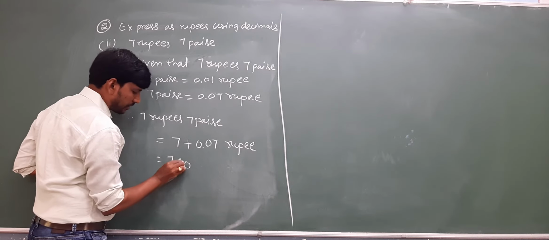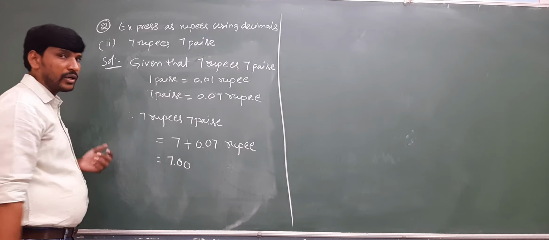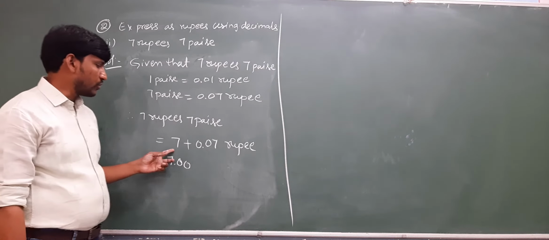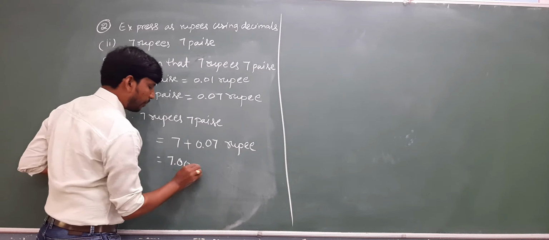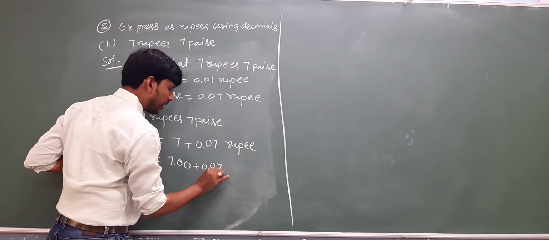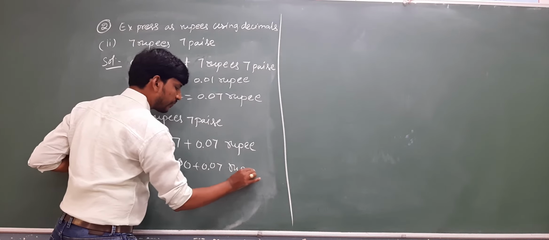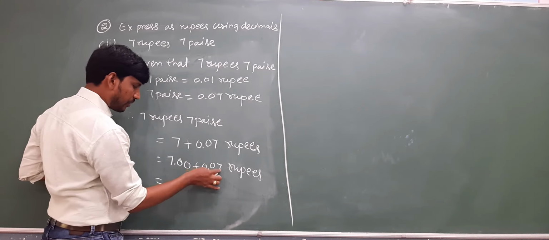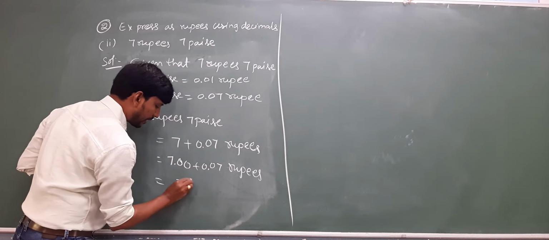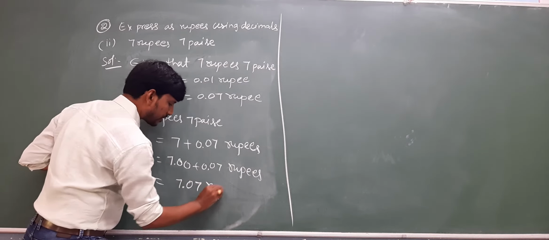Already in the 6th class we discussed, if you want to add two decimals, both should be like decimals. So that's why I am going to keep 2 zeros here, plus 0.07 rupees. Clear? After decimal you have two places, so therefore this is 7.07 rupees.